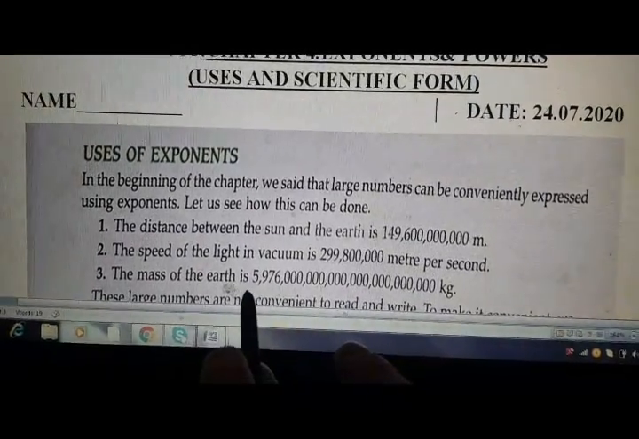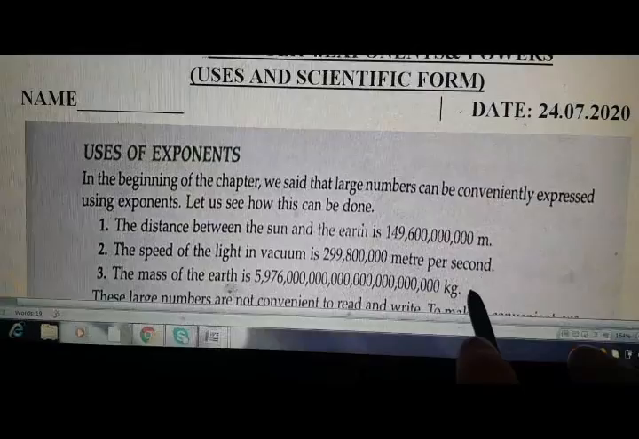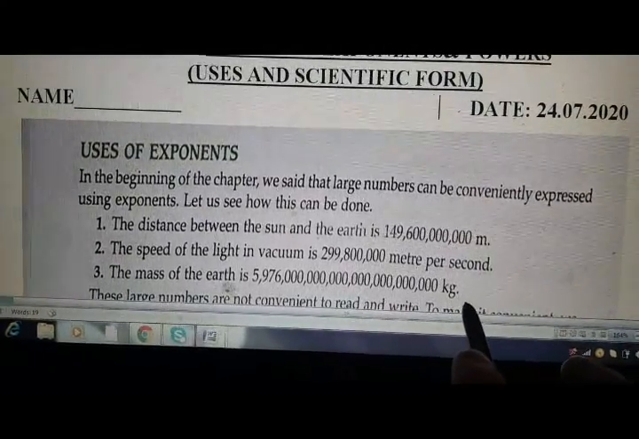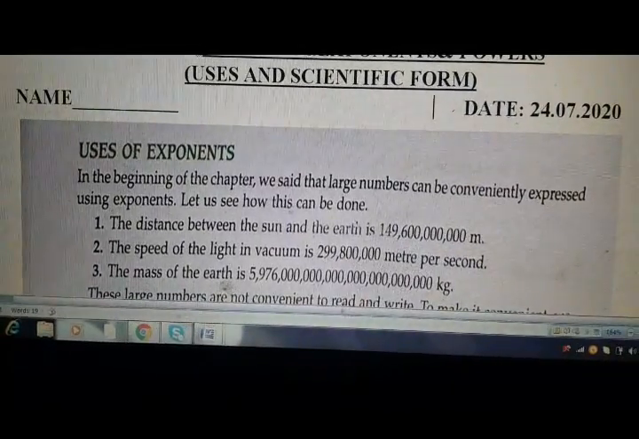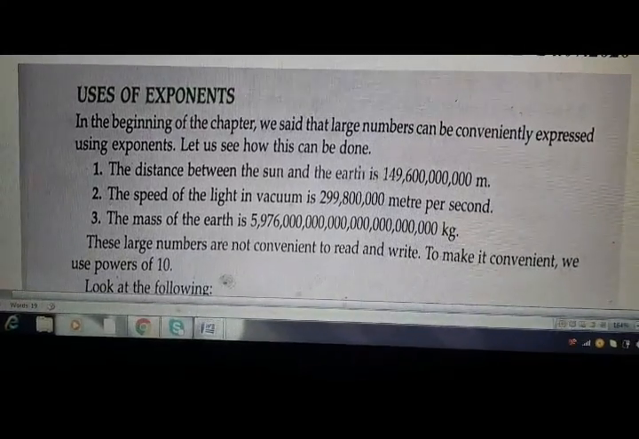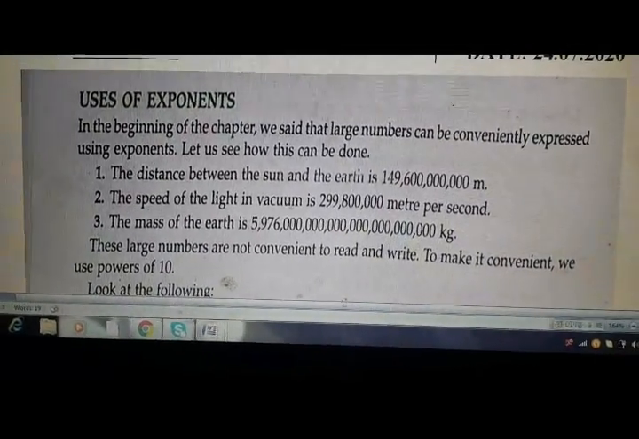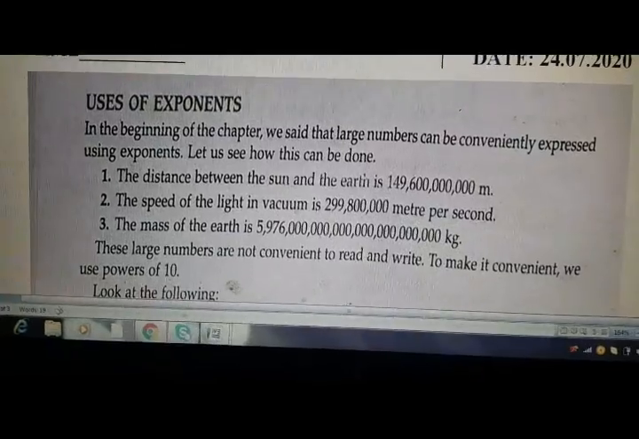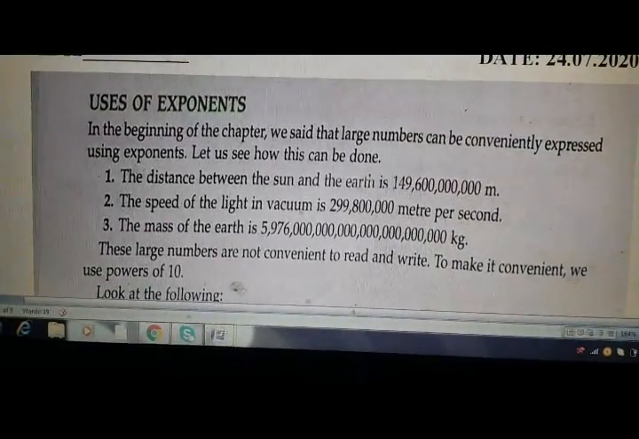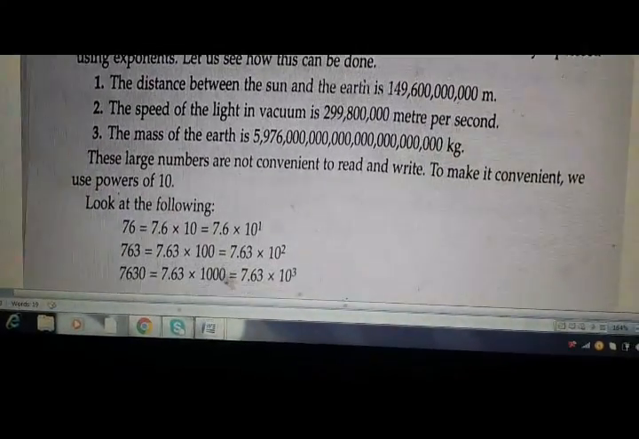Even this number is very large. So in order to avoid such kind of calculations, we use exponents to make it convenient to read as well as write. And to make it convenient, we use powers of 10. How to do that? Let's see.